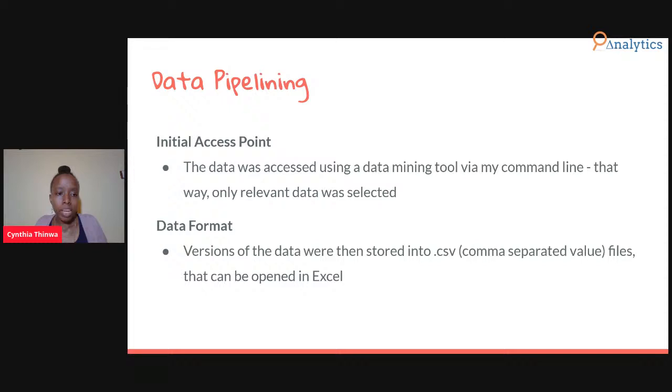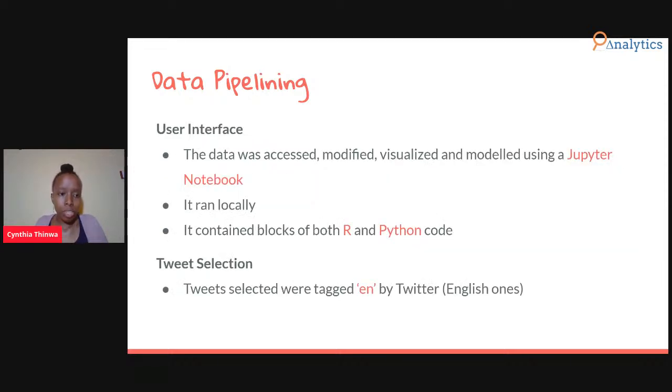So the next stage was data pipelining, where there was an initial access point through the command line. And then the data format that we used was CSV file, which can be opened in Excel. And then the interface that I used to interact with the data, like for visualizing it and modeling it, was something called a Jupyter notebook that was run on my local computer, containing blocks of both R and Python code. So it was able to go between the two programming languages quite easily for the various tasks that I needed it to do. And finally, the tweets that were selected were tagged EN by Twitter, meaning they were English tweets.